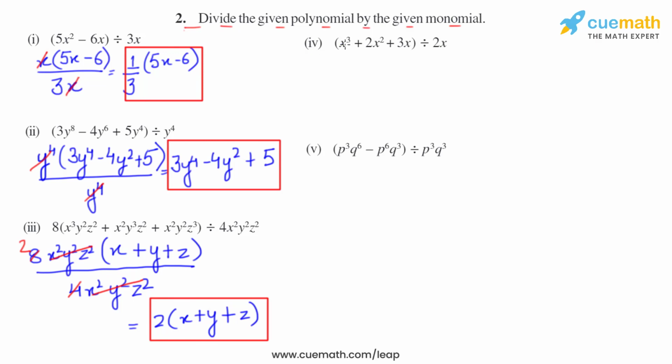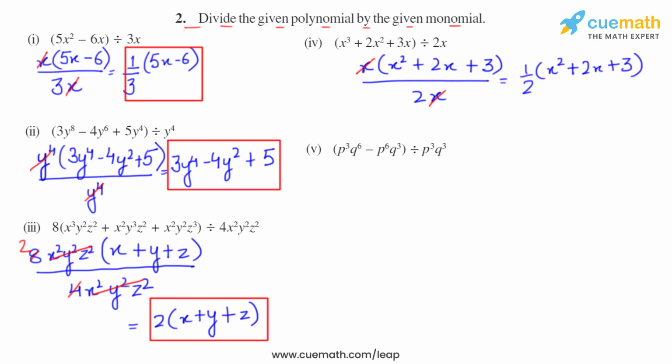In the fourth part, x cube plus 2x square plus 3x divided by 2x. In the numerator, we can factor out x. So we'll be left with (x square plus 2x plus 3) divided by 2x. So x gets cancelled with x. So the final answer is 1 by 2 (x square plus 2x plus 3). This is the answer for the fourth part. Let's do the fifth part now.